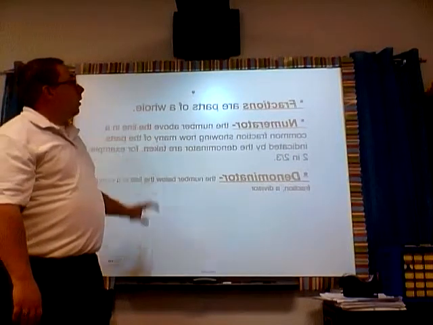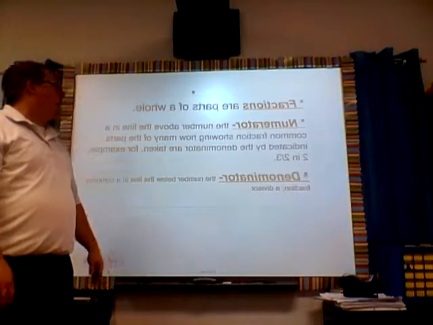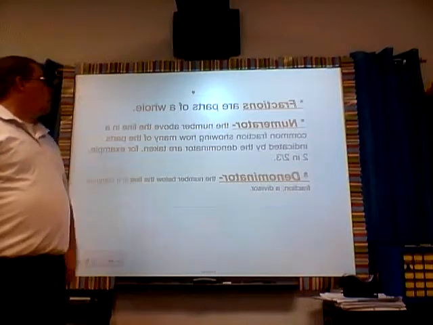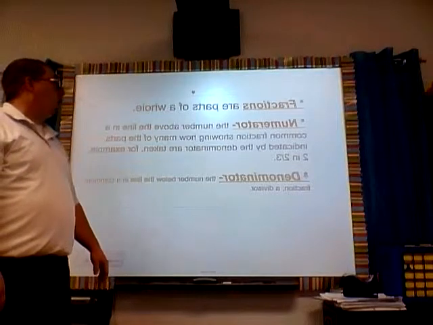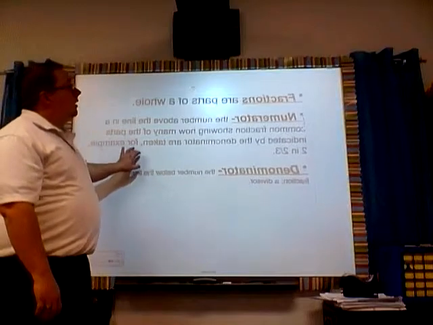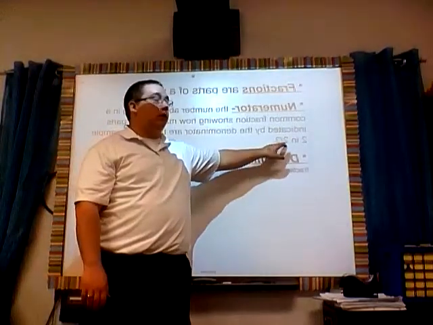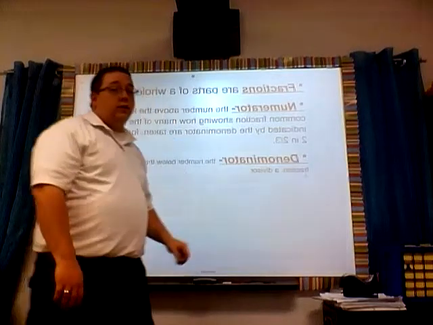There are two parts of a fraction. There's the numerator, which is the number above the line in a common fraction showing how many of the parts indicated by the denominator are taken. An example of that would be the 2 in the 2/3 would be the numerator.